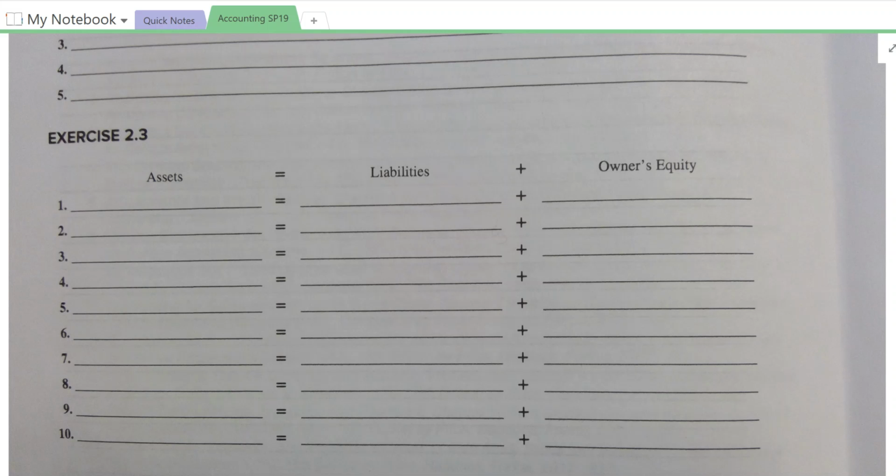All right, so utilities is an expense, and expenses and revenue fall under owner's equity directly. So owner's equity, in fact, would decrease, and we paid with cash, so our assets would decrease. So we would have a decrease and a decrease, a minus sign.